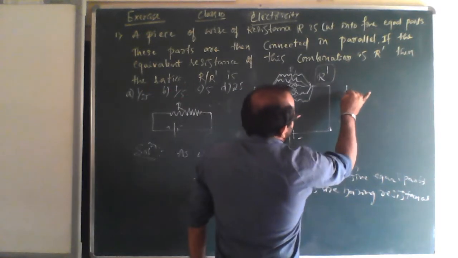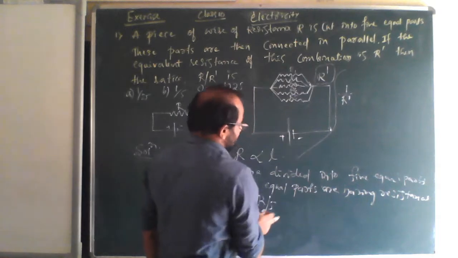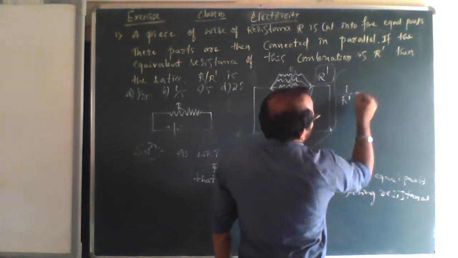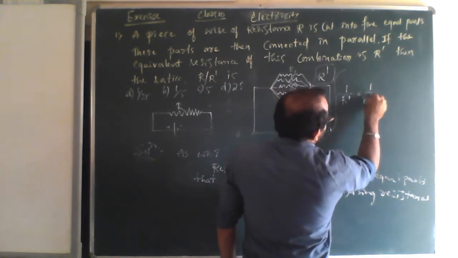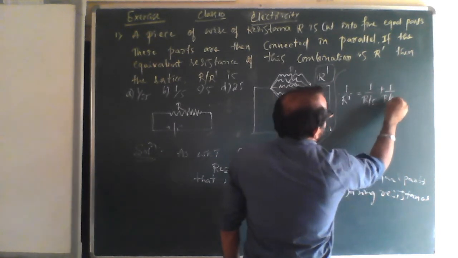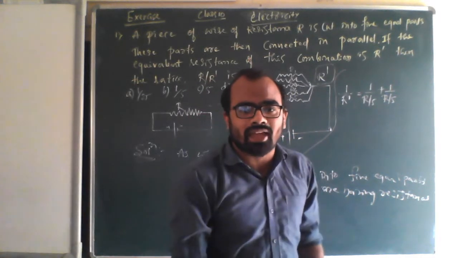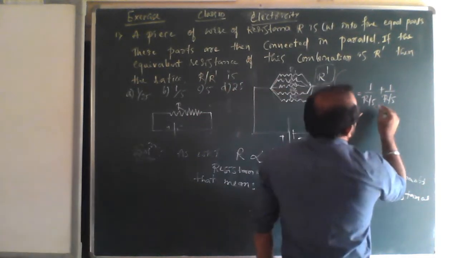So 1 by R dash is equal to 1 upon R by 5, and how many are there? 5 are there. I have to write it 5 times, because 1 by R1 plus 1 by R2 plus 1 by R3 plus 1 by R4 plus 1 by R5.